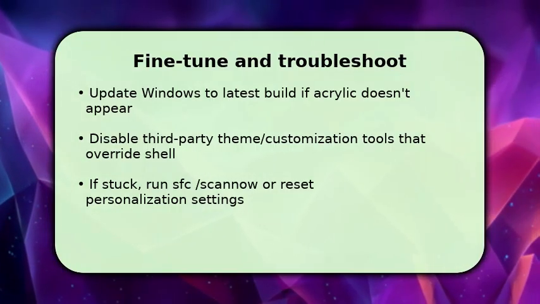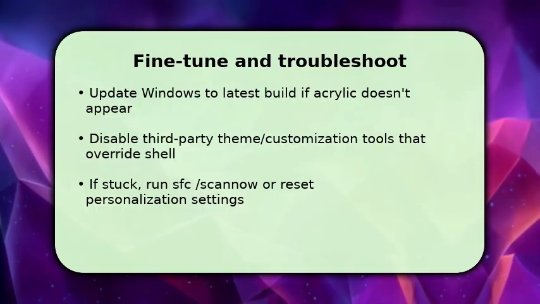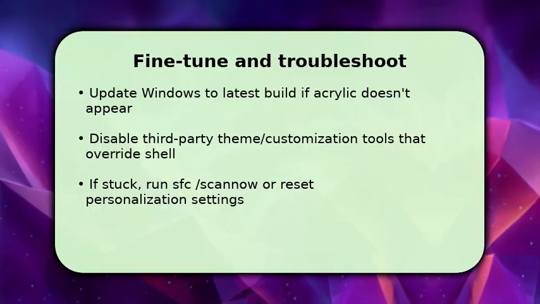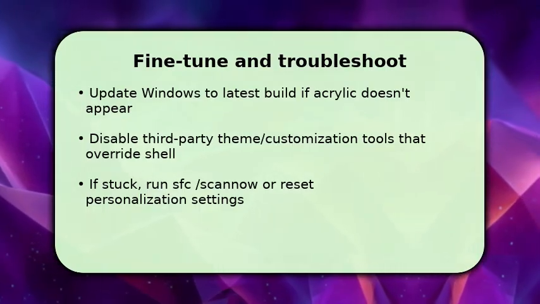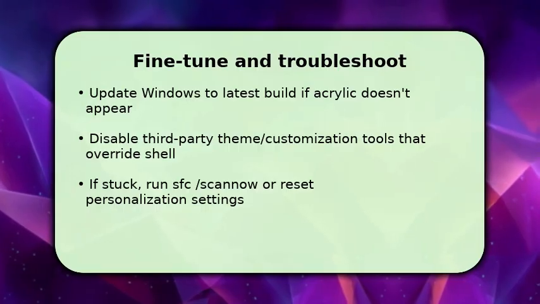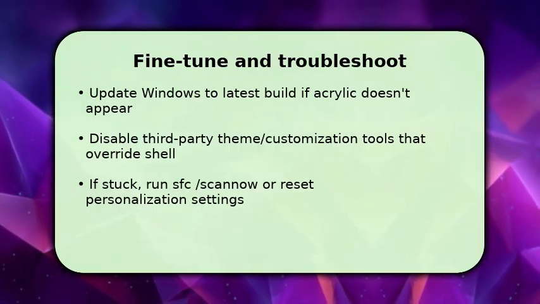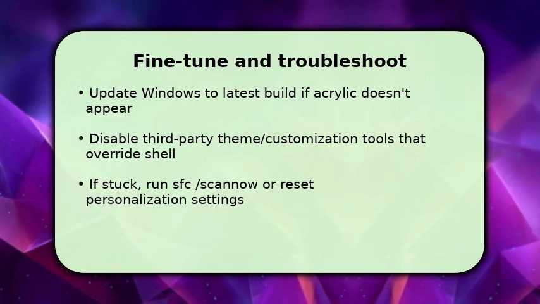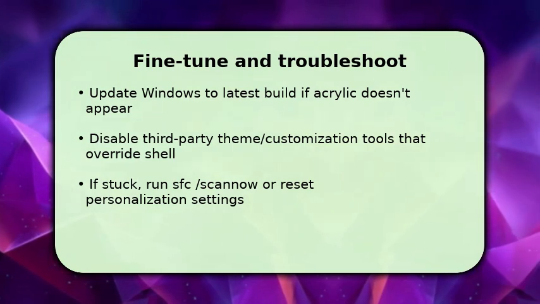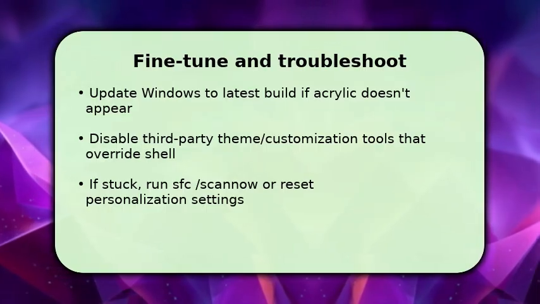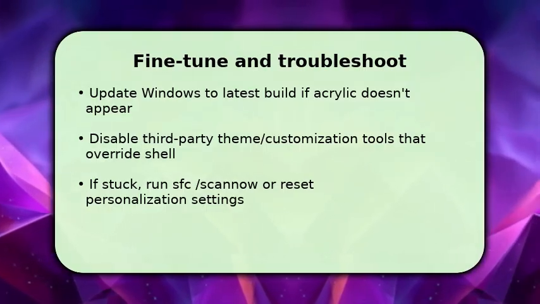If transparency still fails, run System File Checker with sfc /scannow to repair corrupted system files, or reset personalization settings to defaults. These steps restore the compositor behavior. One key troubleshooting tip: try creating a new user account. If transparency works there, the issue is profile-specific.